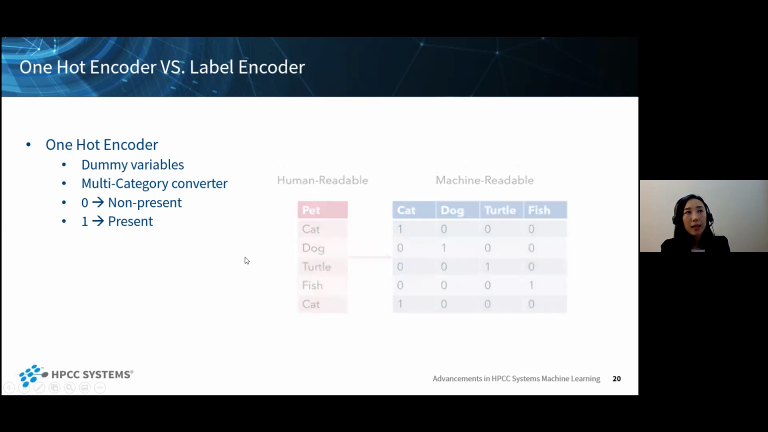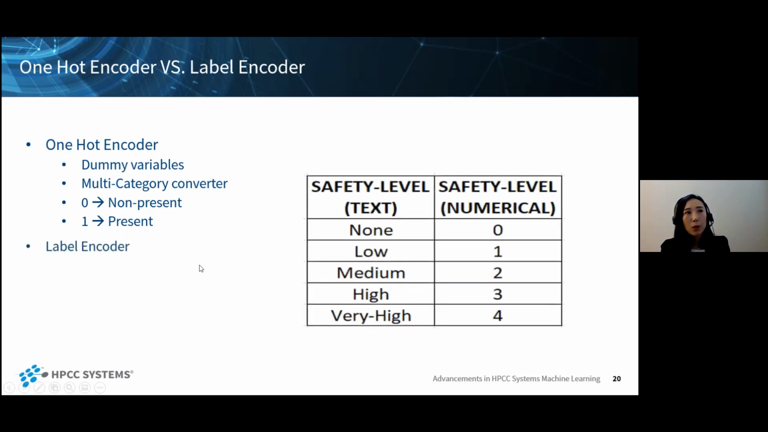In comparison, the label encoder is not like that. It just simply transfers your text into numbers. For example, we have safety level here in the left column. We have none, low, medium, etc. And then we just simply transfer the strings or text into numbers on the right-hand side, the 0, 1, 2, 3, 4. But actually, you can use any sequence here for your tasks. For example, 1, 2, 3, 4, even 10, 11, 12, based on your own applications. But those are the 2 most used tools.